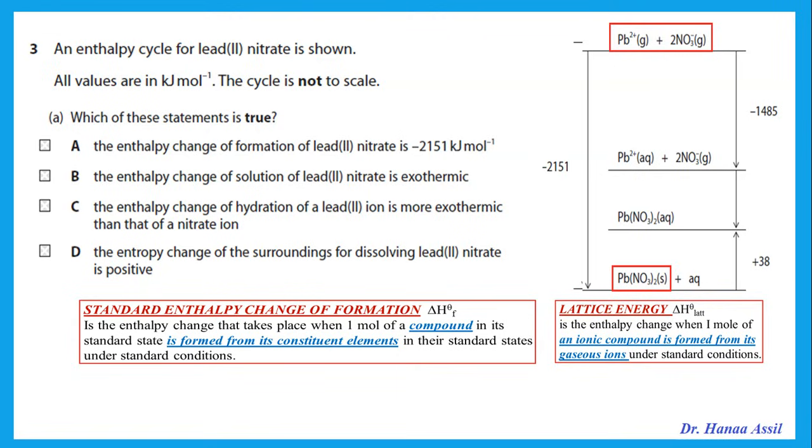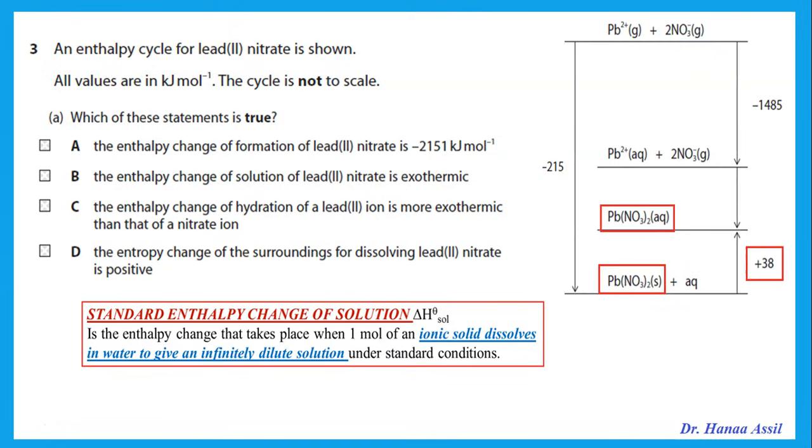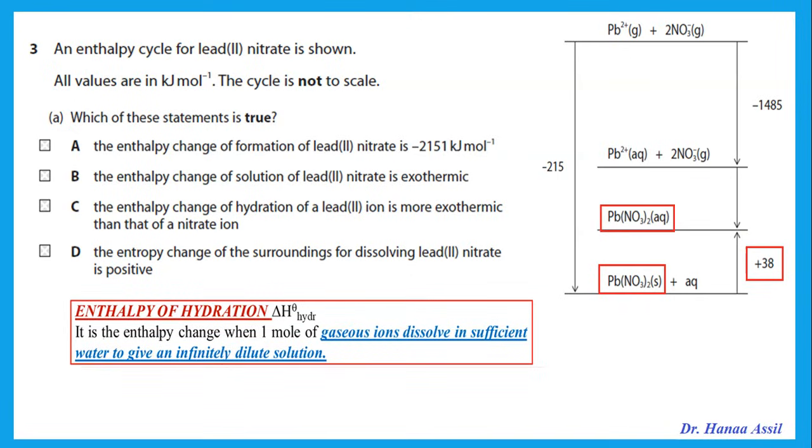Where is enthalpy change of solution? Enthalpy change of solution, first of all, is the enthalpy change that takes place when 1 mole of an ionic solid dissolves in water. So I want ionic solid dissolving in water. That is the arrow going up from lead nitrate solid to lead nitrate aqueous. And according to the cycle, it is plus 38, a positive value for delta H, which is endothermic, not exothermic. So B is wrong.